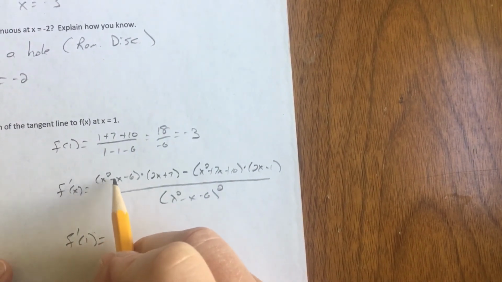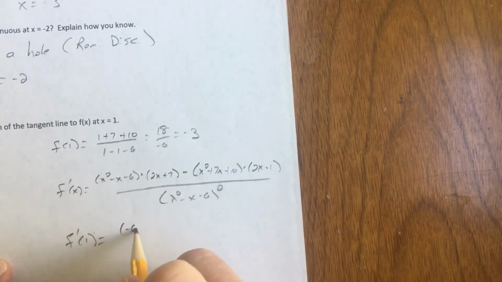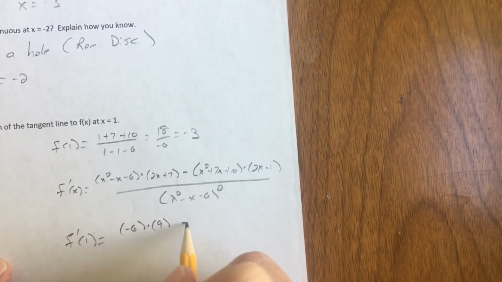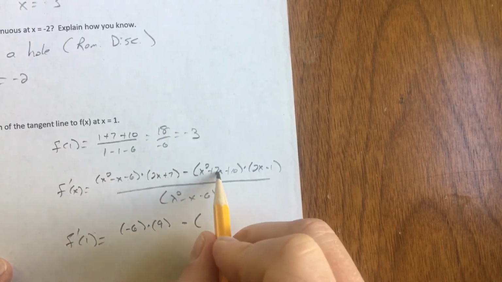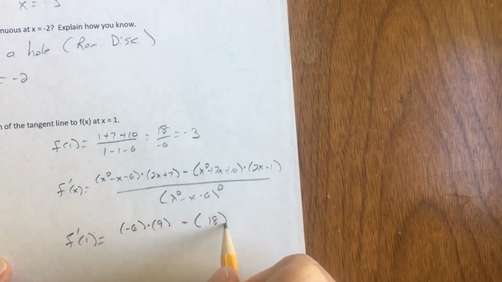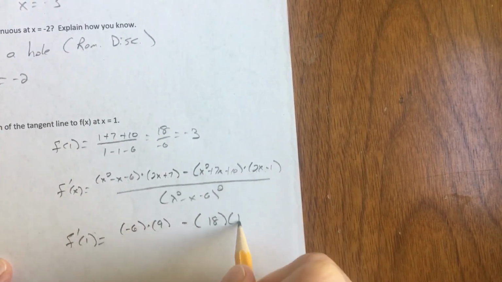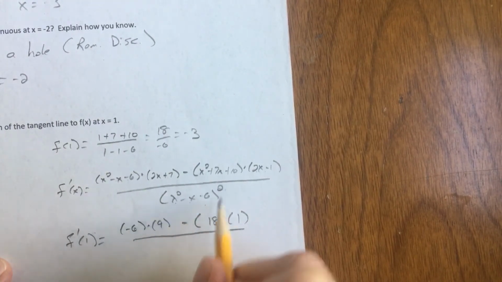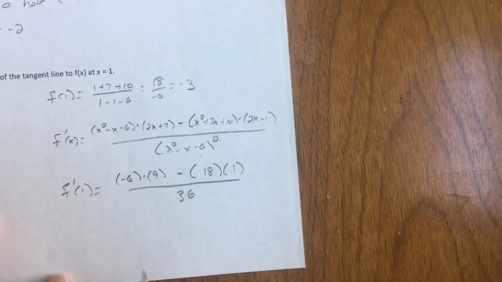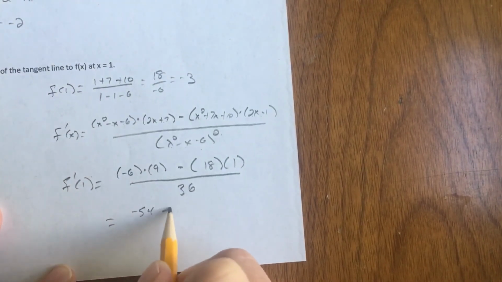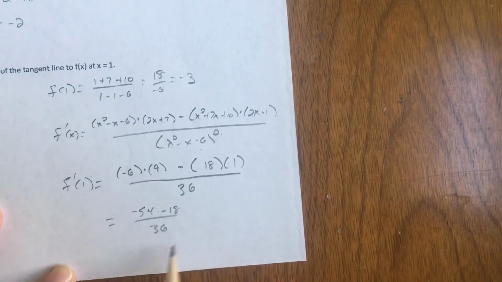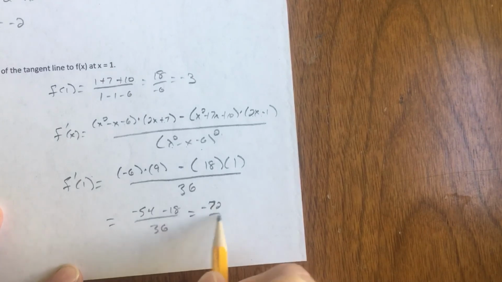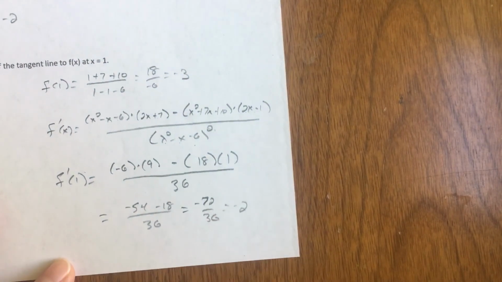All right, so yeah, that's a little bit of work, but we can do it. So if I go 1 squared minus 1 minus 6, that's -6, times 2 times 1 plus 7, that's 9. Here I get 1 squared plus 7 times 1 plus 10, that's 18, times 2 minus 1, that's 1, over 1 squared minus 1 minus 6, that's -6 squared, which is 36. So this is going to give me -54 minus 18 over 36, which is -72 over 36, which equals -2. That's my slope.